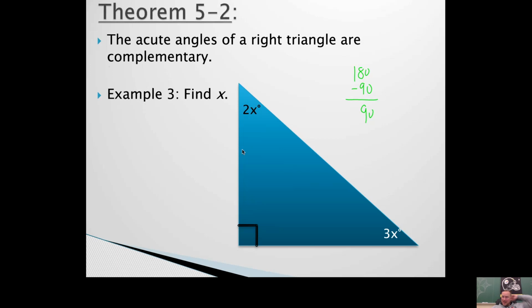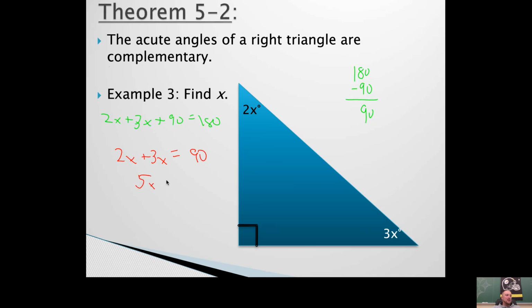So we want to find x. Instead of writing it out, you could use the triangle angle sum theorem to say that 2x plus 3x plus 90 equals 180. That's the triangle angle sum theorem. But this theorem, 5.2, makes it a little bit easier. It tells you just to take the two acute angles and make them 90 right from the beginning. So it's a little bit shorter of an equation.